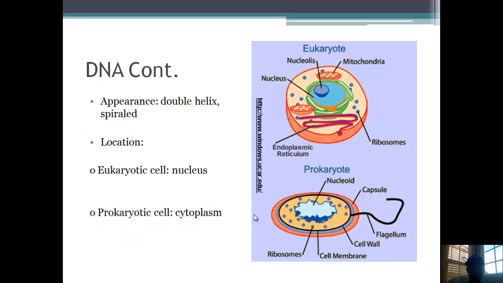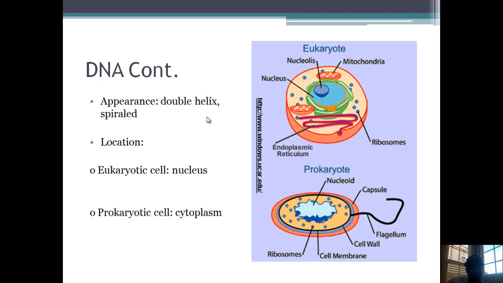So if you were to zoom into a DNA, you'd see a double helix that's spiraled and twisted. So it kind of looks like if you took a ladder and you twist it at each end, and you form that kind of wrap with the rungs towards the center.